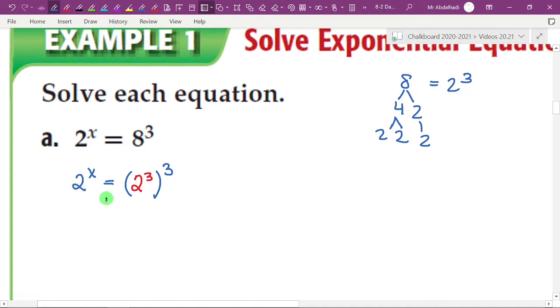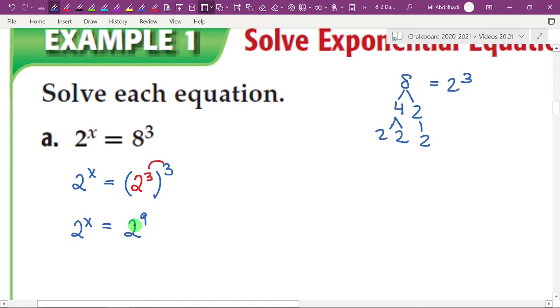Can we drop the bases yet? Not yet. The reason why we can't drop them yet is because we have some multiplying to do here. This is a power of a power. 2 to the 3rd to the 3rd. So we have to multiply the powers. When you have a power of a power, you multiply the powers. So we have to simplify this first. So this is still 2 to the x. This is still equal. But now this is 2 to the 9th.